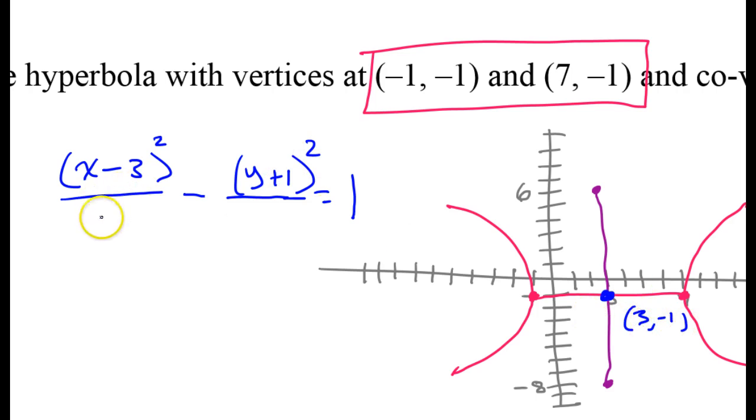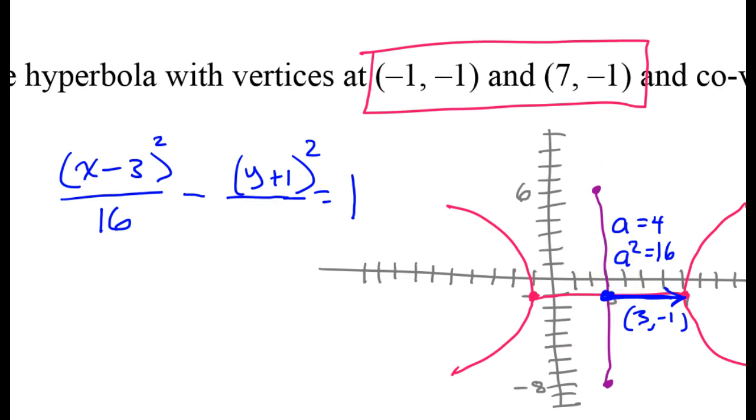So all I need now are a squared and b squared. So let's see. The a value is going to be the distance from the center to a vertex. Here's my a value right here. So this is 1, 2, 3, 4 over. So my a value is 4. That means a squared is 16. All right? The a value, the a squared, will always go first. All I'm missing now is the b value.